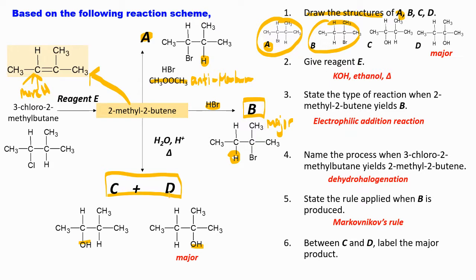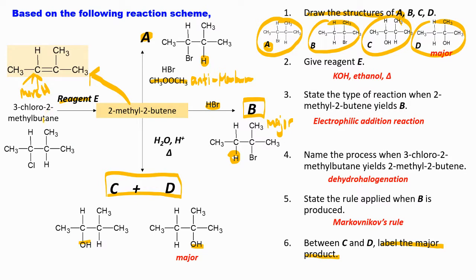It is not referring to a side product. Why? There's another important clue here: between C and D, label the major product. So we know that one will be according to Markovnikov and the other one is not according to Markovnikov. After that, we also have C and D.